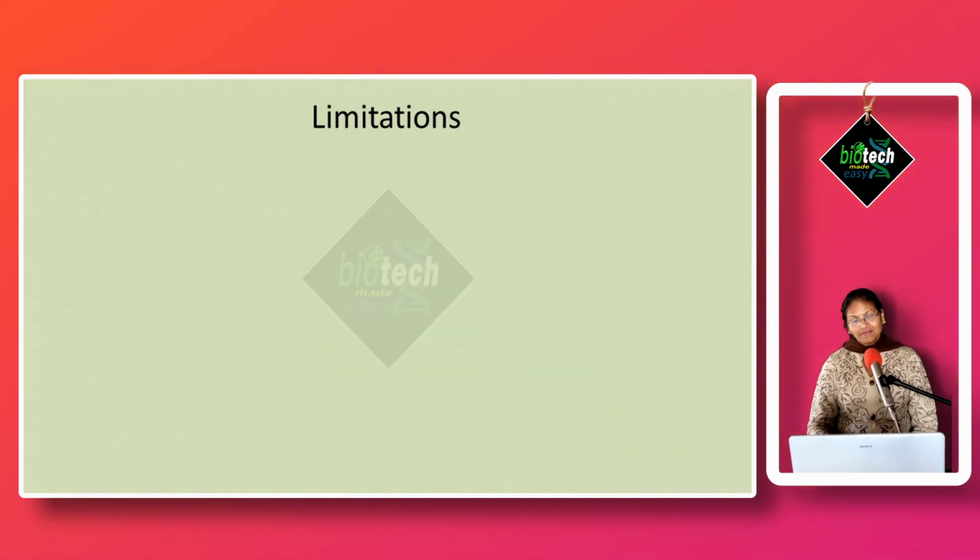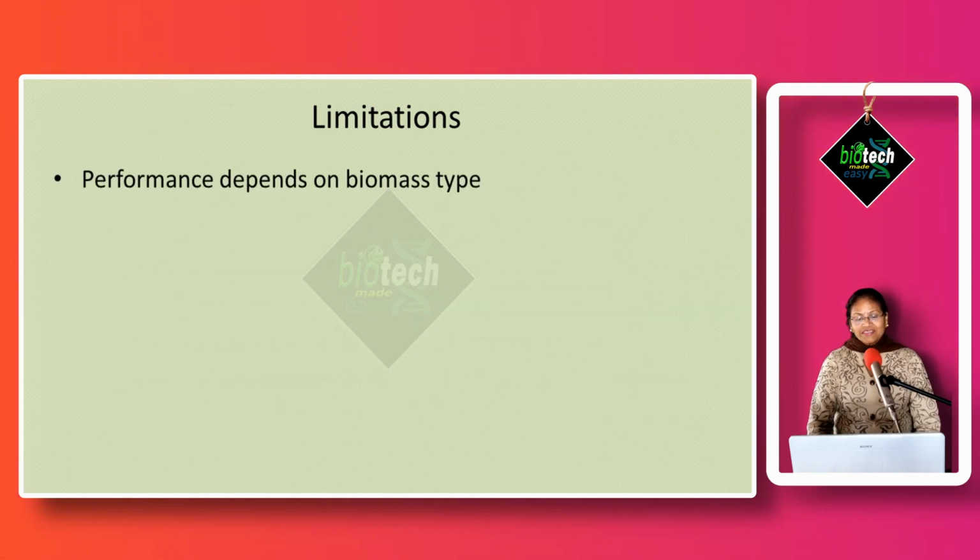Then there are some limitations also. Performance depends on the biomass type. Initially we said that after the pyrolysis the biochar is formed, so at that time what kind of biomass you have taken is very, very important. The biomass may be of several types. So the performance will depend on what type of biomass you have taken for making the biochar.